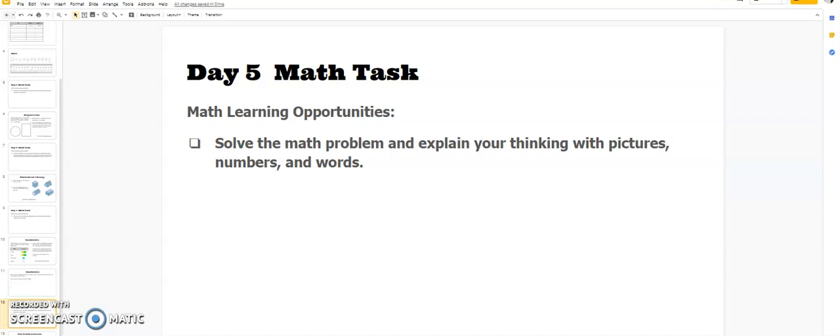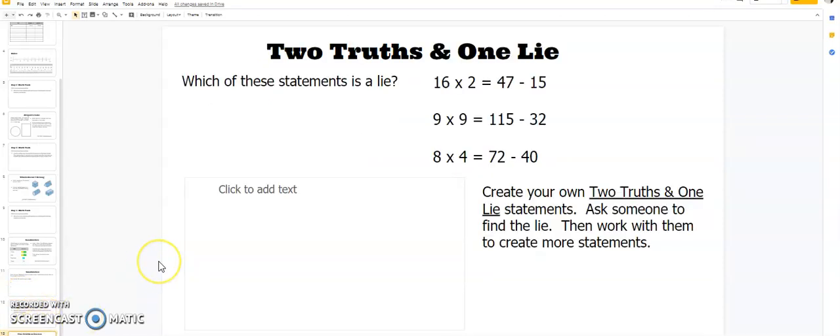This is also, if you're doing it on Google Classroom, the day 5, packet 5, week 2 math task. Today we're going to solve a math problem, explain your thinking with pictures, numbers, and words. That's the most important part, guys. We have to explain our thinking. Which of these statements is a lie? So we have two truths and a lie, which means we're going to have to solve these statements to figure out which one is true.